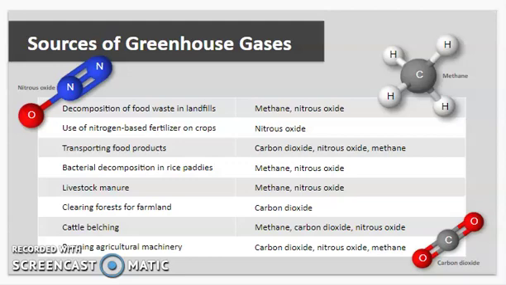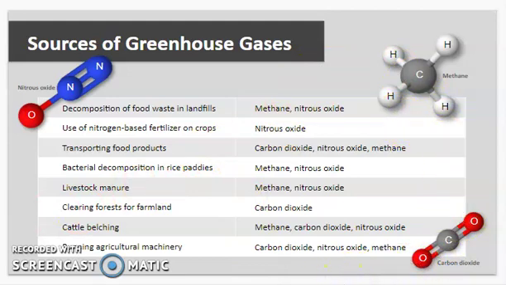So sources of greenhouse gases, there's a lot of different places where we get these greenhouse gases. The decomposition of food waste in landfills is one source. The use of nitrogen-based fertilizers on crops. So we spread a lot of fertilizer on our crop ground in order to produce our crops, and that contributes to greenhouse gases. Transporting food products, so semis and trains and all the other things that are hauling food products are creating greenhouse gases. And you can see over here the gases that are created. I'm not going to read through each one of those.